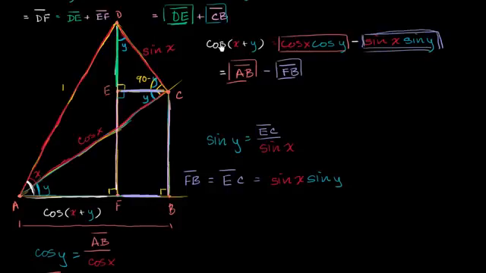So once again, cosine of x plus y, which is equal to segment AF, is equal to the length of segment AB minus the length of segment FB, which is equal to, we've proven the length of segment AB is cosine x cosine y, minus the length of segment FB, which is sine of x sine of y. And we are done.